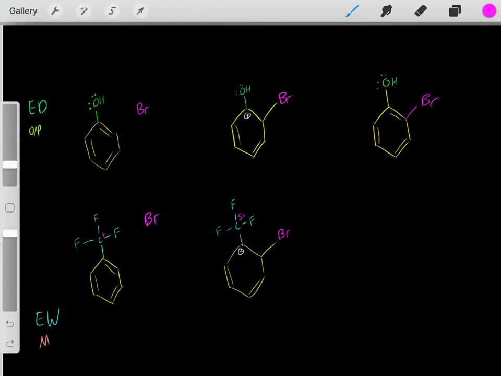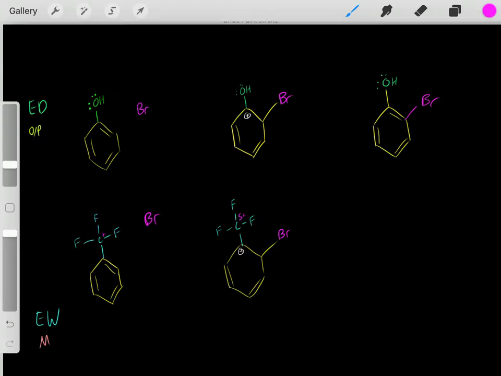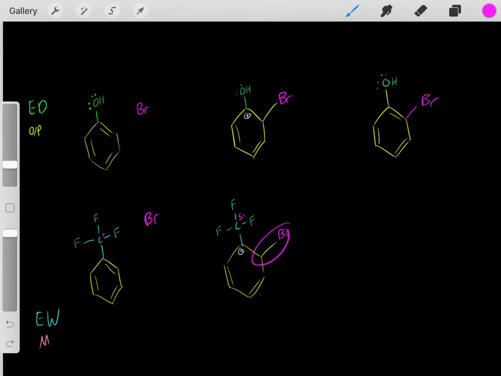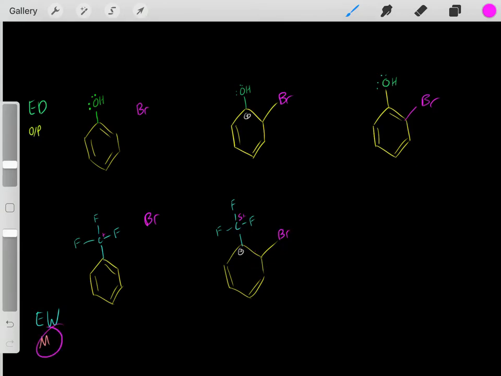That's why electron withdrawing groups don't do ortho and para. They don't like adding it on the ortho position. We'll explain why it doesn't like the para position. So that's why it doesn't like adding it on the ortho position. So therefore it's stuck adding it on the meta position. We'll explain that in more detail later.